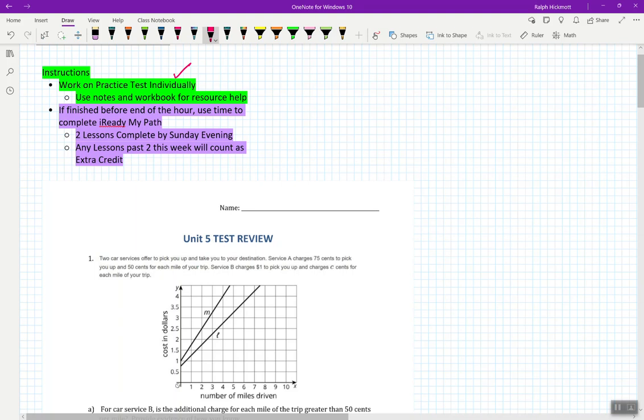If you finish the practice test before the end of the hour, there is time built in that you can complete your iReady MyPath. Don't forget, your MyPath is going to reset and turn off by Monday. Monday morning, it turns off, technically at midnight. You need 2 lessons completed by Sunday evening.